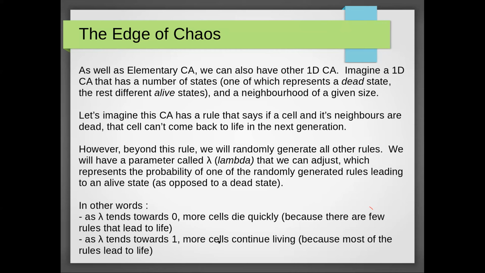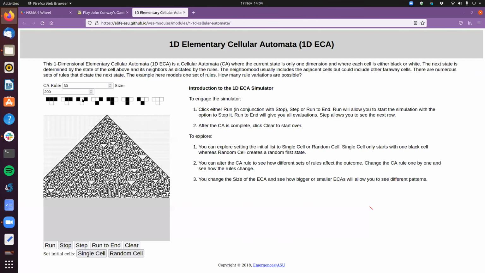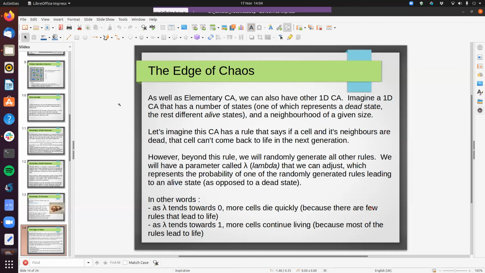So if we go back to this here, obviously this is just an example of an elementary cellular automaton, but if we imagine this as our example, we're essentially going to randomly generate these rules. And remember, it can be for a neighborhood of any size, because we're now thinking generically. What we're saying is we have a lambda parameter, and the lower that is, the more of these will lead to the cell being dead in the next generation. And the higher the lambda, the closer it is to 1, the more of these rules will lead to life, one of the live states. Remember, it won't just be binary; we can have more than one life state in this theoretical example.